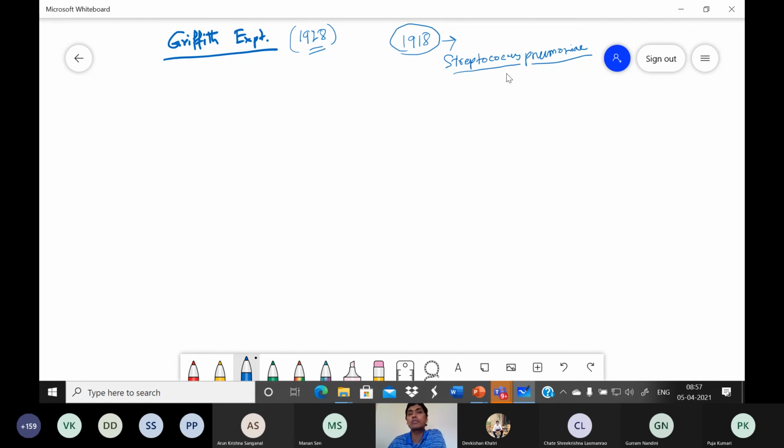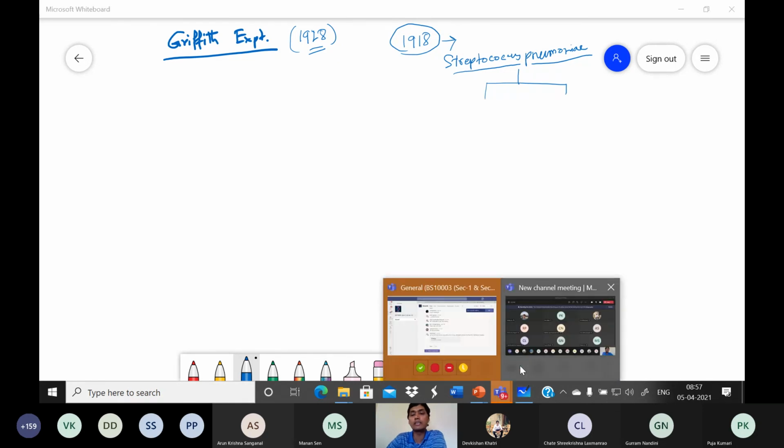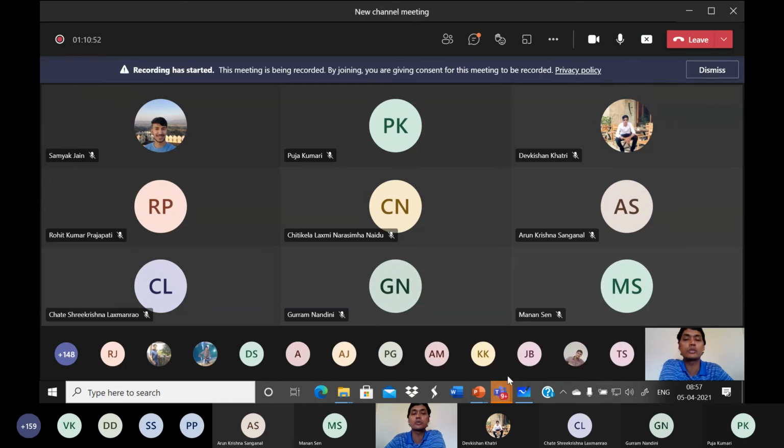There are two types of Streptococcus pneumoniae available during that time. Is any one of you aware about this experiment? Sometimes when I ask this, 2-3 students tell me yes, I know. So if any one of you know this experiment, tell me quickly.